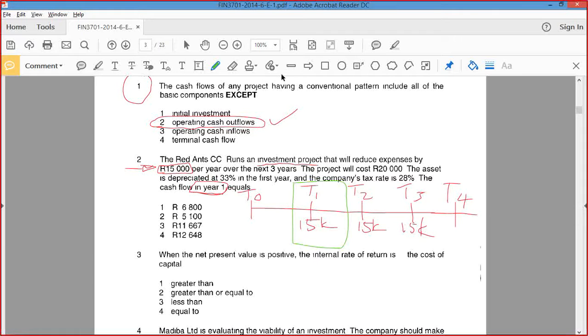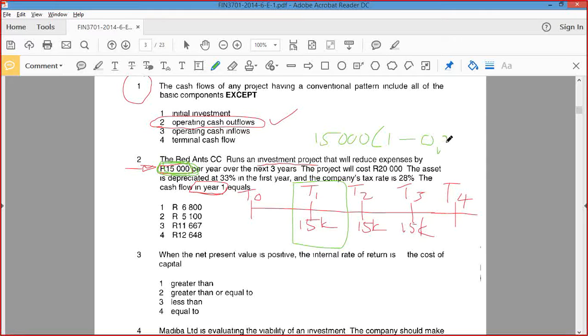But remember, the operating cash flow is before tax. Yeah, so you need to take off the tax as well. Okay. And then bring the depreciation back. Yes, the depreciation would be a benefit. Okay, so it's basically 15K.